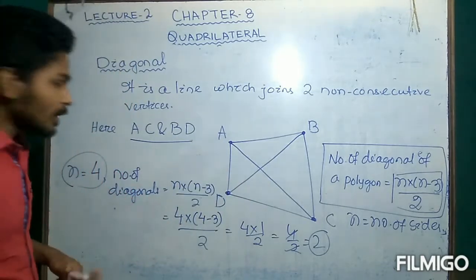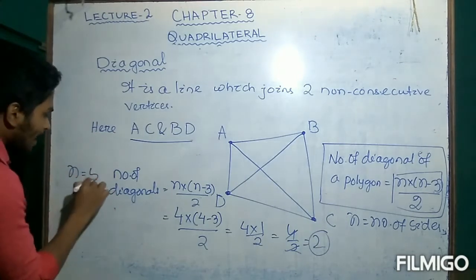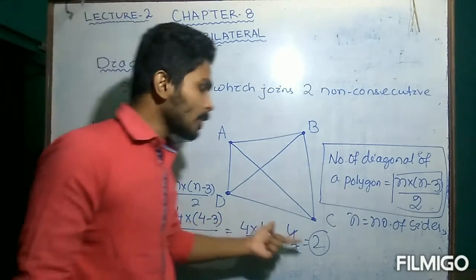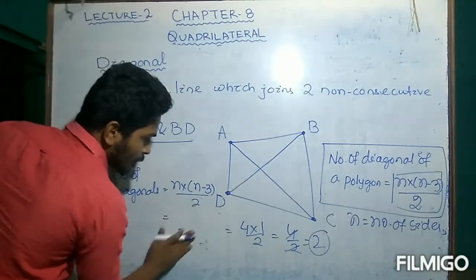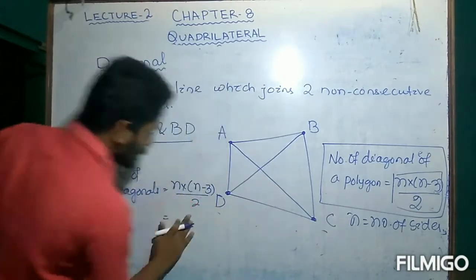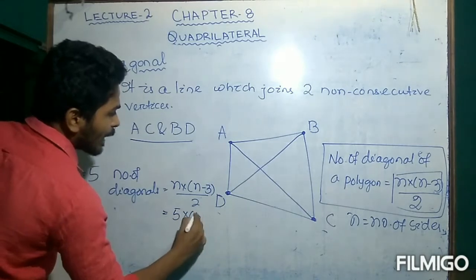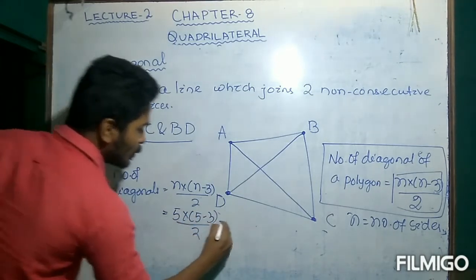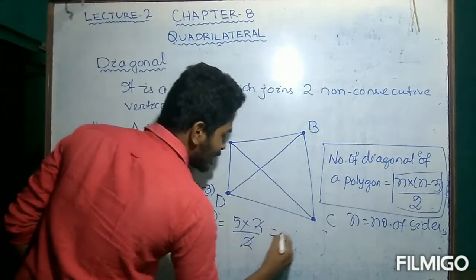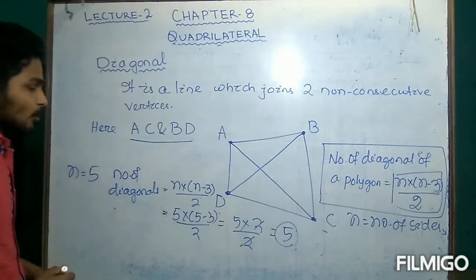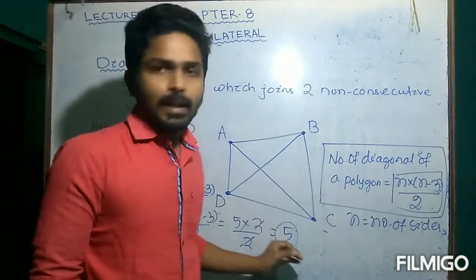If it is a pentagon, pentagon means the polygon has 5 sides, then how many diagonals are possible? Using the same formula, here in place of n we can substitute 5. So 5 into 5 minus 3 by 2, that is 5 into 2 by 2, cancelled, 5. Hence we find that a pentagon has, as a whole, 5 diagonals.